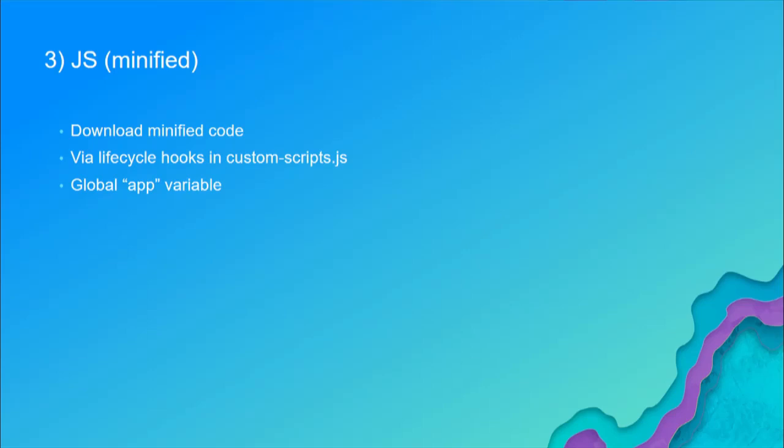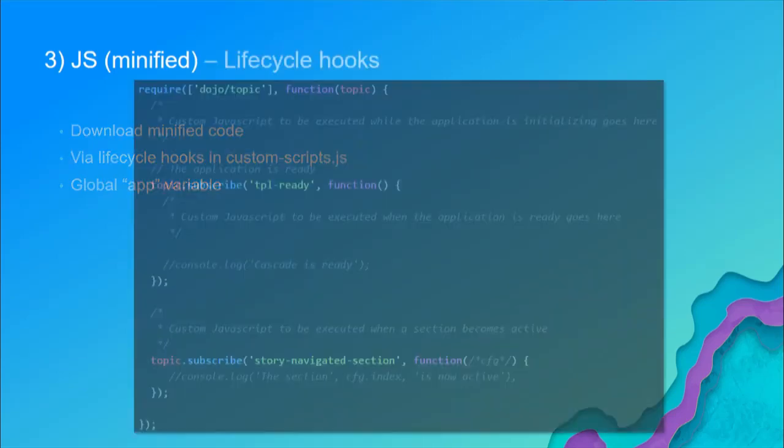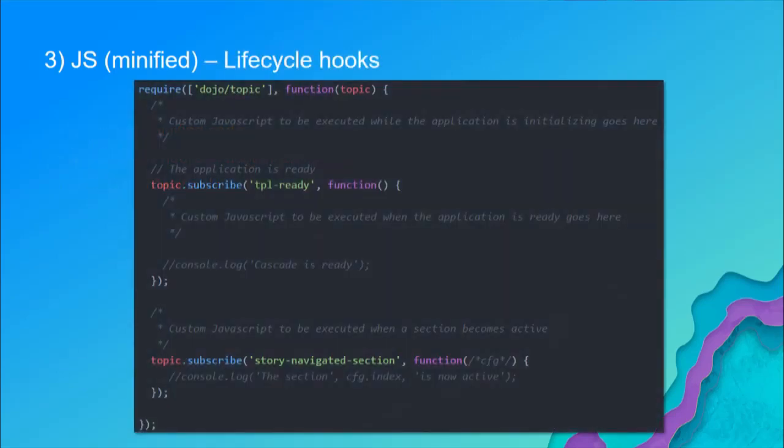And so what you can do is just download the Minified Code. And we have a file called customscripts.js. And basically in that file, here's an example of it, a screenshot. This is where you can listen for different events that the app may give you. For example, this is just using Dojo. Topic.subscribe is just listening for an event that the app sends. In this case, the TPL ready that you see kind of in the middle of the screen, that's just saying that the application is loaded, the data's all there, everything's ready to go.